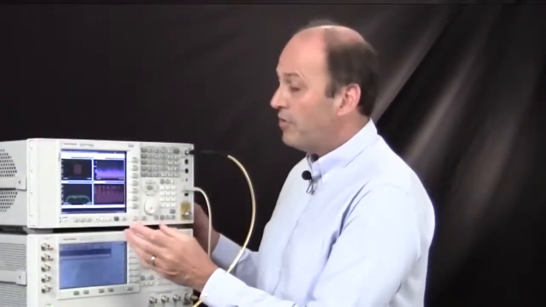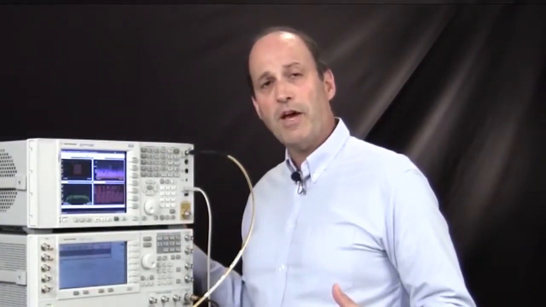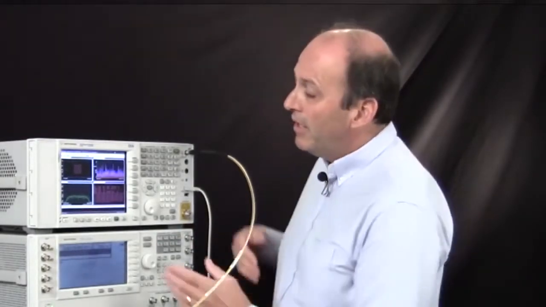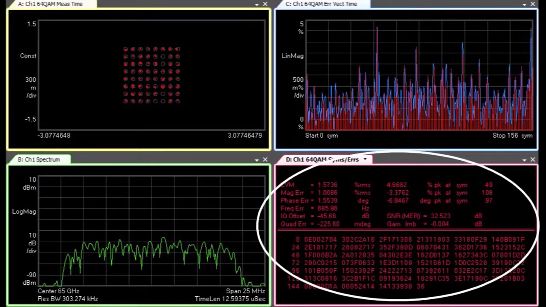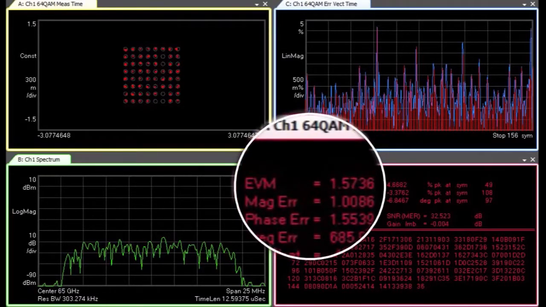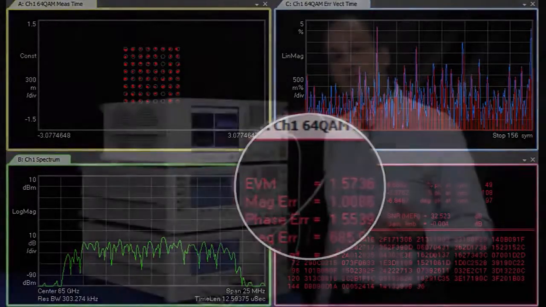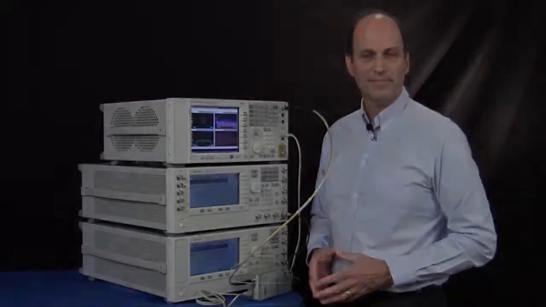Inside the EXA, we're using the 89600 vector signal analysis software. This is a really powerful software package that lets us analyze a wide variety of signals and modulation types. You'll note here on the display, we have in the upper left quadrant our familiar constellation diagram for a 64 QAM signal. And then down here, we have all the measurement results that were calculated with the software. In particular, I'll point out that we have a very good EVM number. It's running about 1.6%, which is pretty remarkable considering we're looking at fairly high order modulation up at 65 gigahertz.